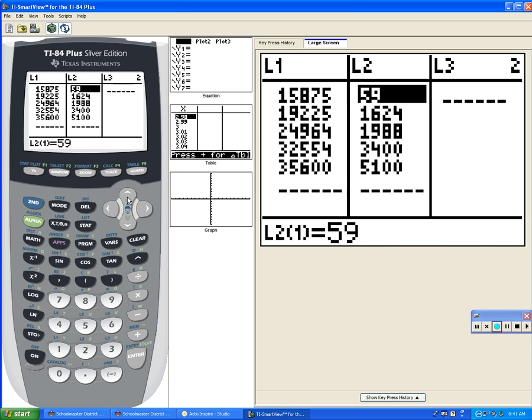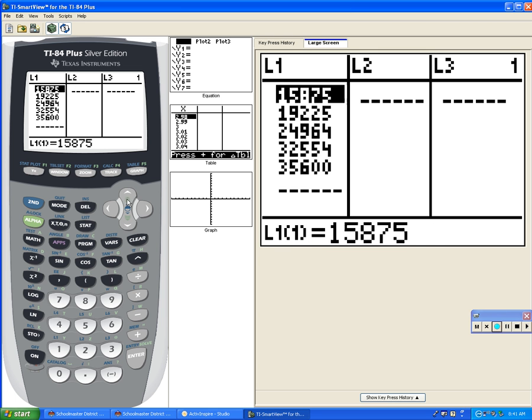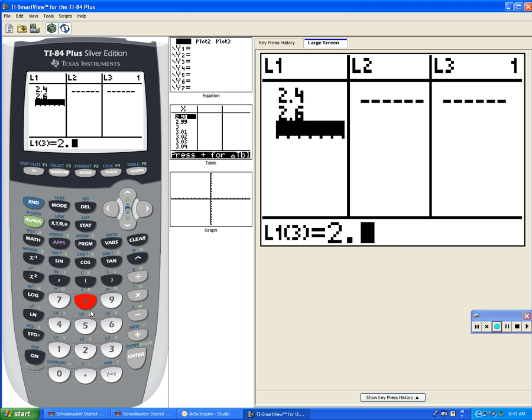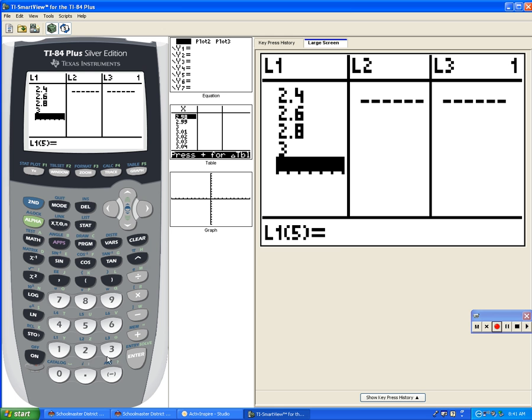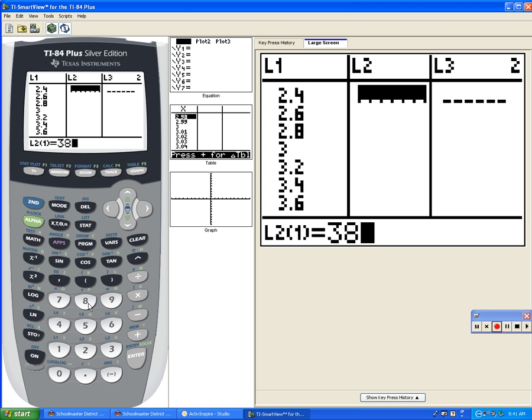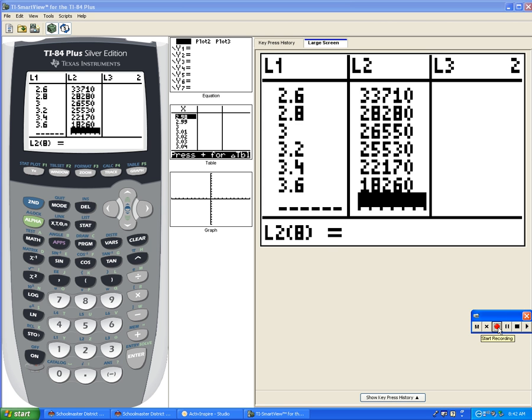Okay, so stat, edit. Clear out the junk that's there already. So we'll go 2.4, 2.6, 2.8. Those are going up by 20 cents. Okay, so you get that all entered into L1 and L2.